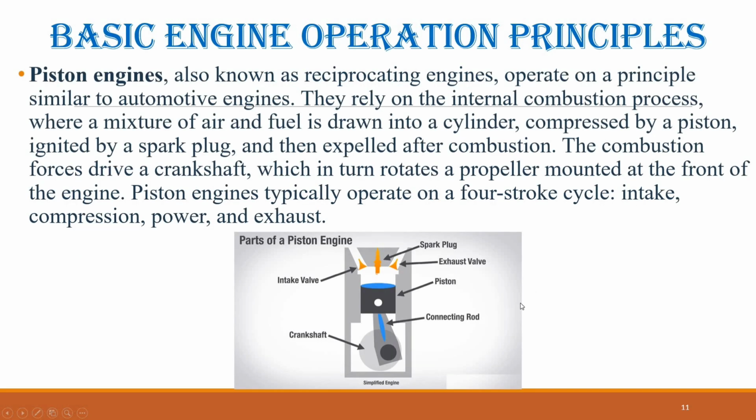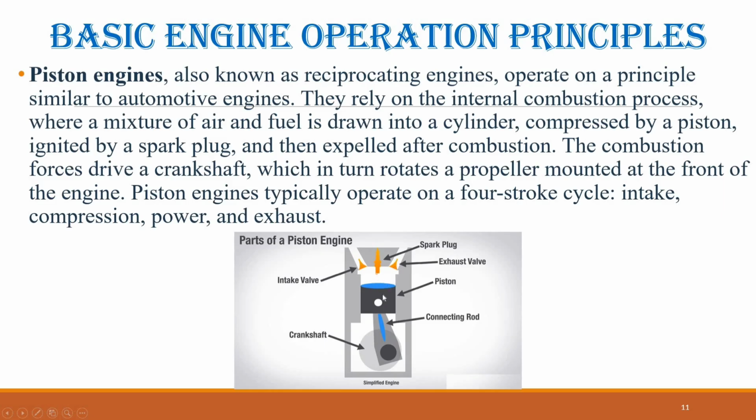Basic engine operation principles. Understanding the basic operation of aircraft engines requires examining the two main types used in aviation: piston engines and gas turbine engines. Piston engines, also known as reciprocating engines, operate on a principle similar to automotive engines. They rely on the internal combustion process, where a mixture of air and fuel is drawn into a cylinder, compressed by a piston, ignited by a spark plug, and then expelled after combustion.